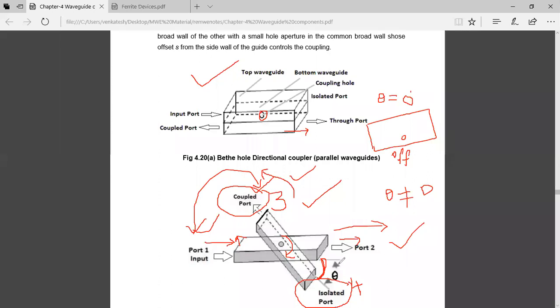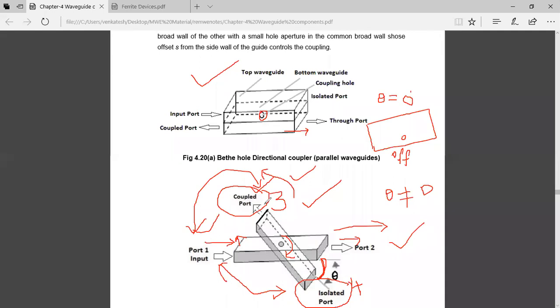What I'm conveying is that in this Bethe hole directional coupler, based upon the alignment of the angle theta, we can change the coupling ports. By changing the value of theta, we can make a coupling between port 1 and port 4, and port 3 can be made isolated. It depends upon the angle at which we arrange the ports. Accordingly, we can change the coupled ports and the isolated ports.